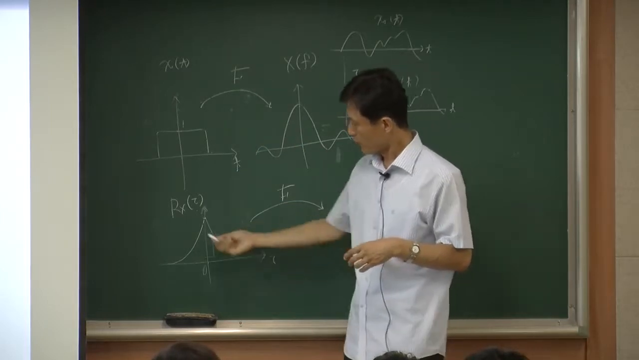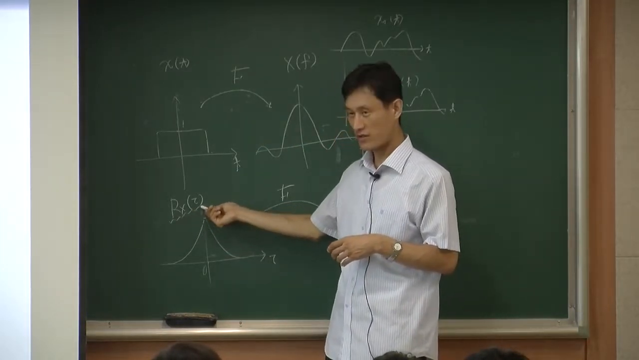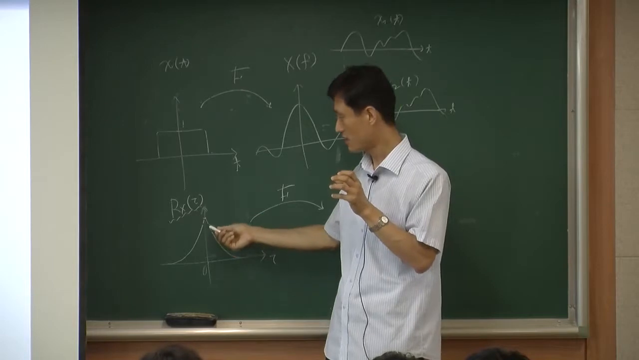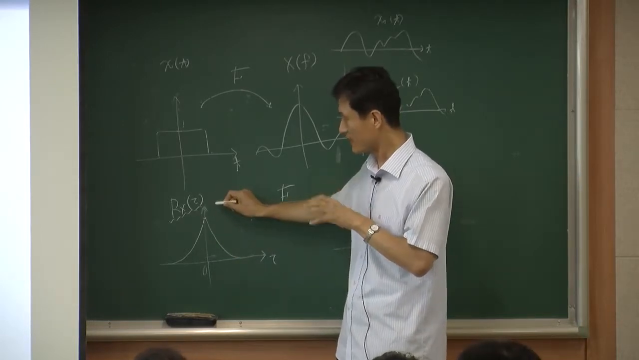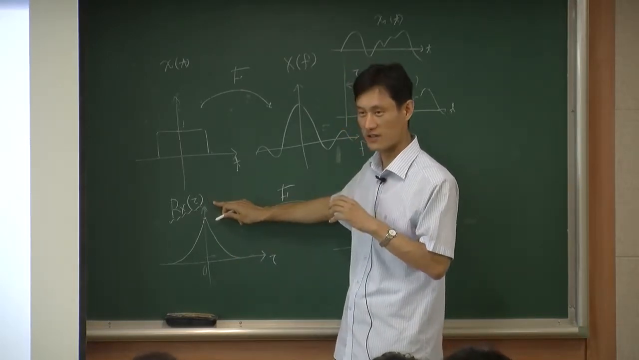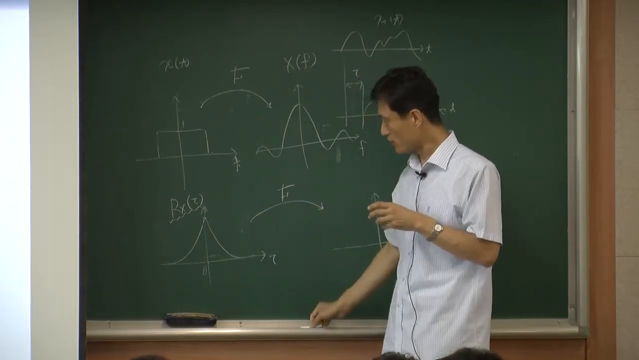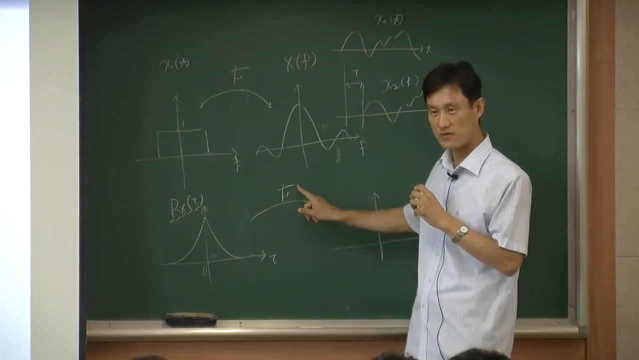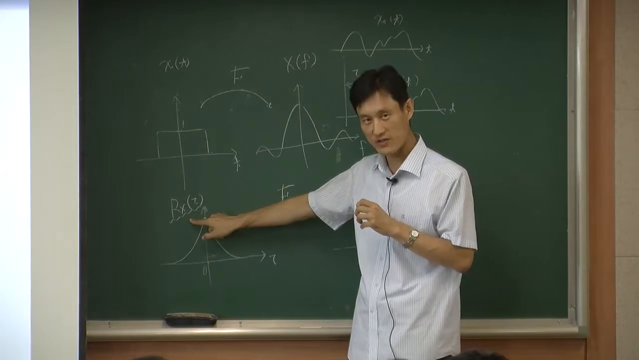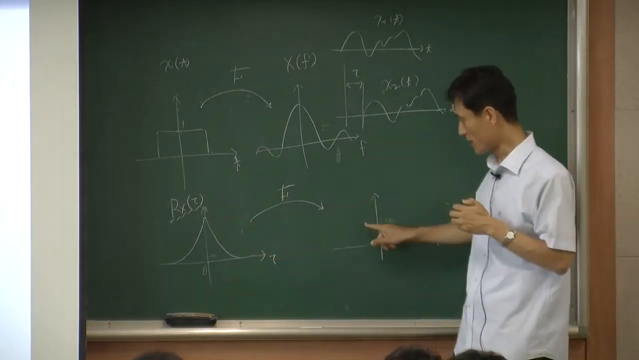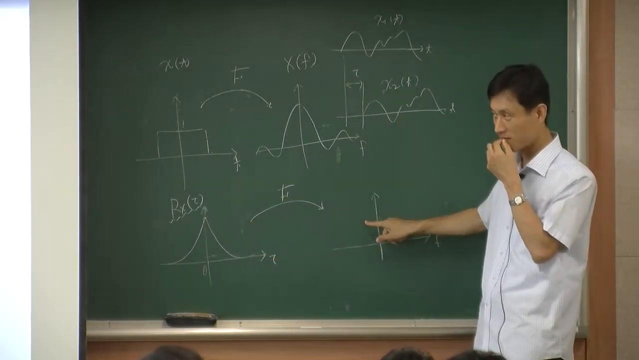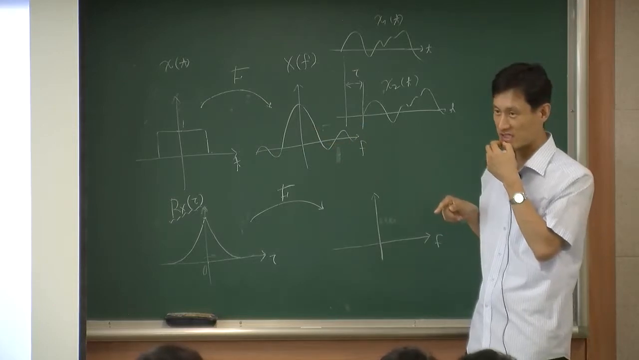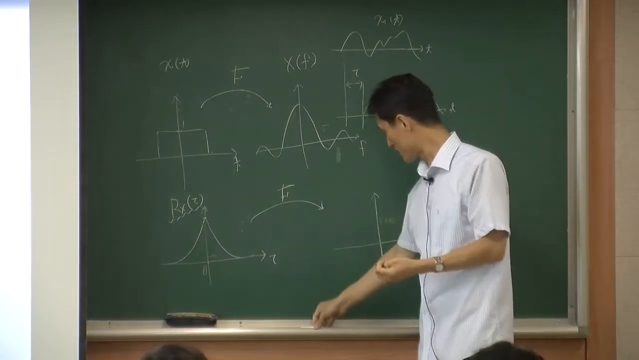Here, we are looking at the autocorrelation of your x(t). Right? This is not x(t). This is the autocorrelation of x(t). Now you want to take a Fourier transform of the autocorrelation. What do you get? That's the spectral density.